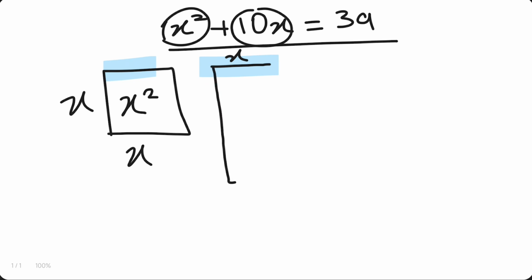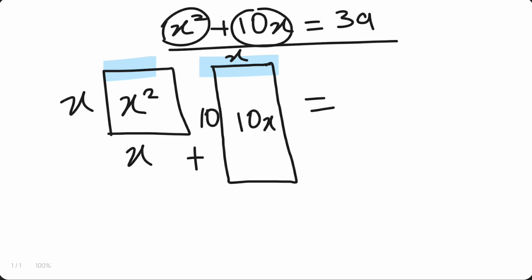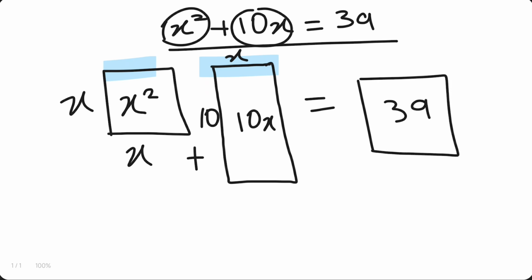Now 10. Let's say this much is 10. The area of this rectangle is going to be 10x, because it's length multiplied by width. Now, the sum of the area of these two shapes is going to equal a shape that has an area of 39.